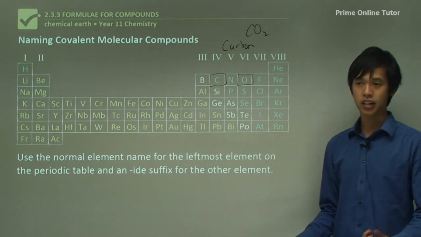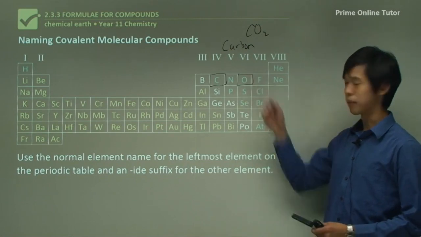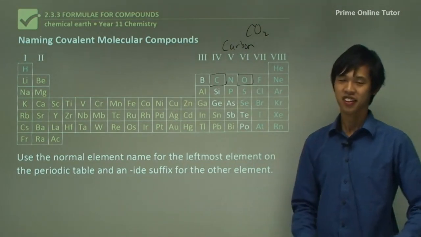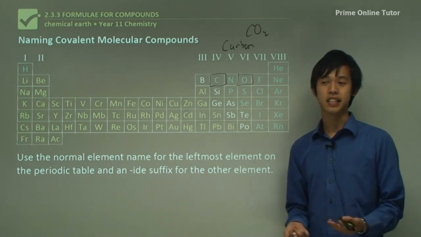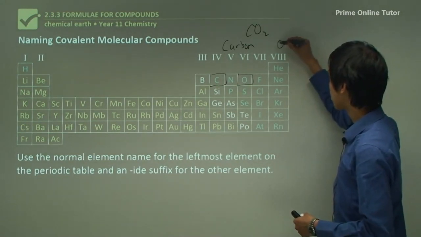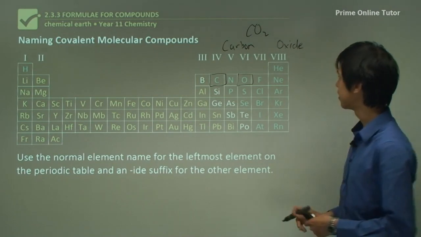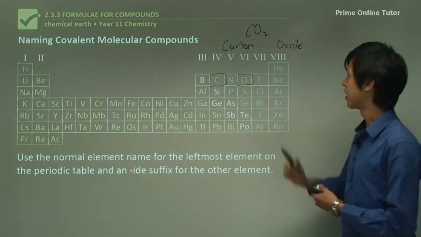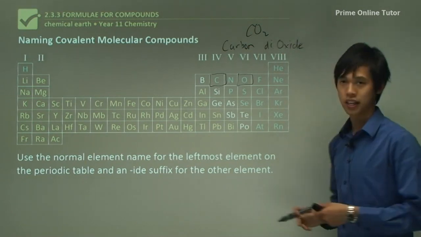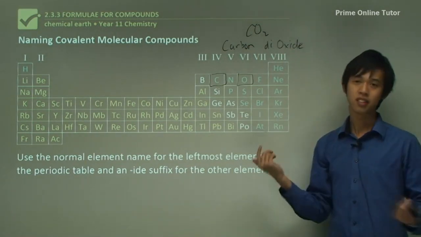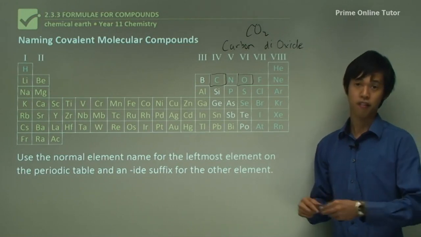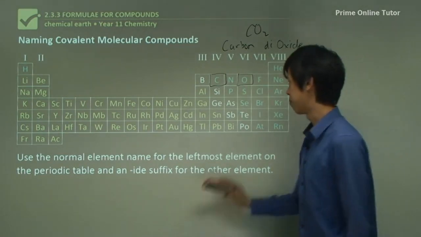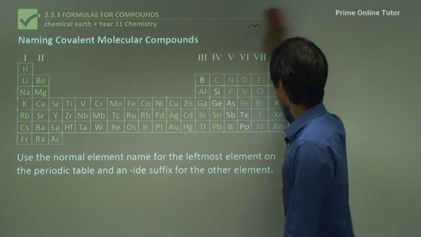Okay, so the other element is oxygen, but instead of writing oxygen, we drop the "-ygen" part, and we give it an "-ide" suffix. So it becomes oxide, right? And because there's 2, we write di meaning 2. And you can see that that's our carbon dioxide, which we're all very familiar with. Okay, so that's an example of how we name covalent compounds.